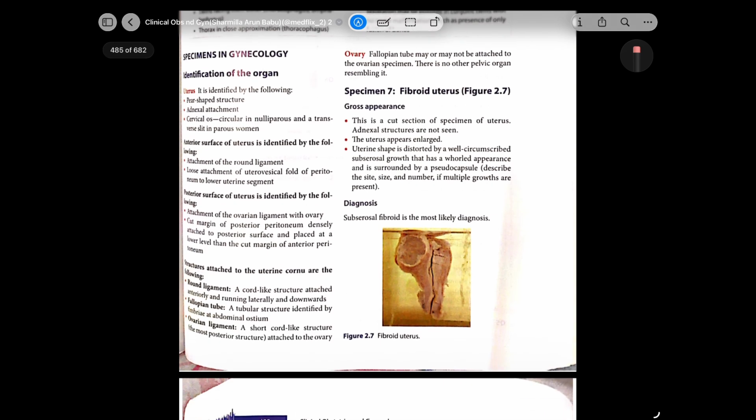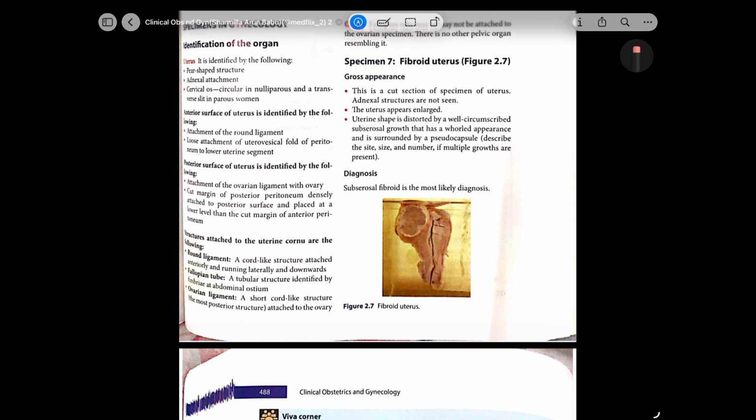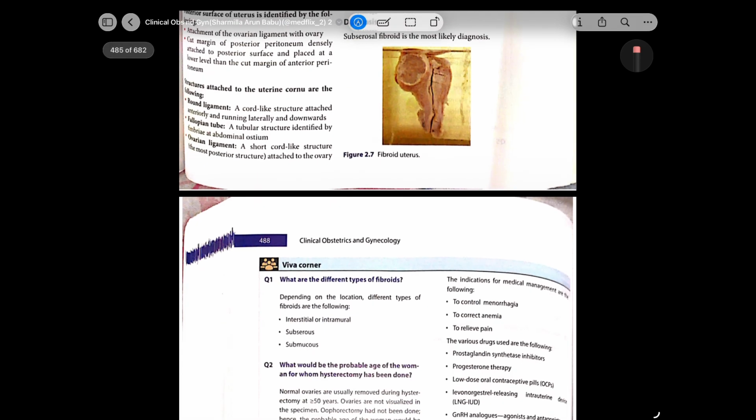So now let's move on to the next specimen, which is fibroid uterus. Anyways, this is a cut section of specimen of uterus. Adnexal structures are not seen. The uterus appears enlarged. Uterine shape is distorted by a well-circumscribed subserosal growth that has a whorled appearance. You have to say whorled. And is surrounded by a pseudocapsule. Describe the size, number if multiple growths are present. So if there are like two, then you have to describe each of them. Diagnosis? Subserosal fibroid is the most likely diagnosis.